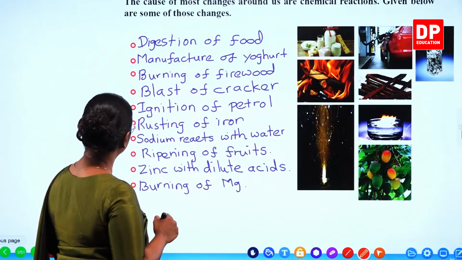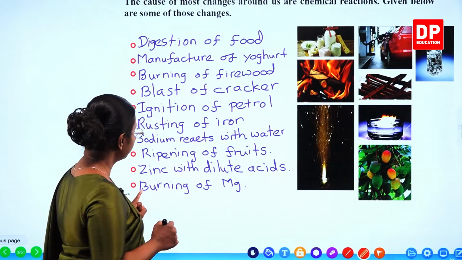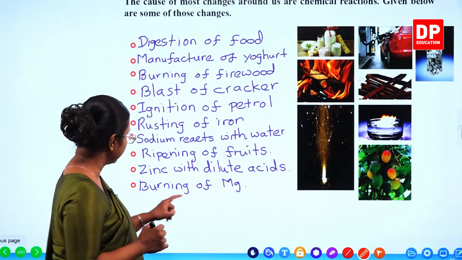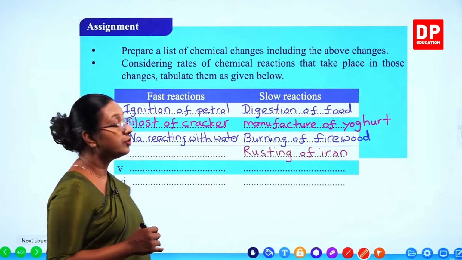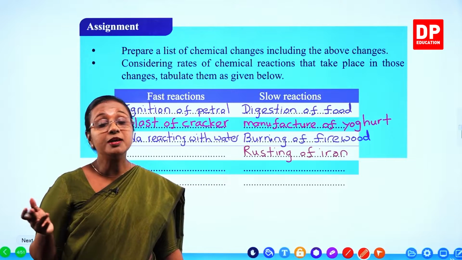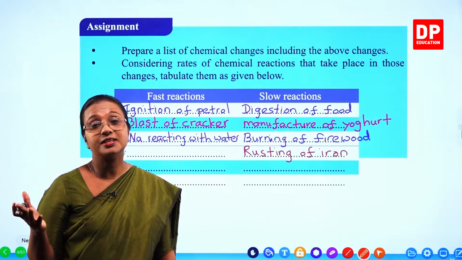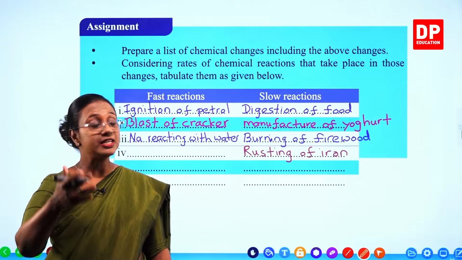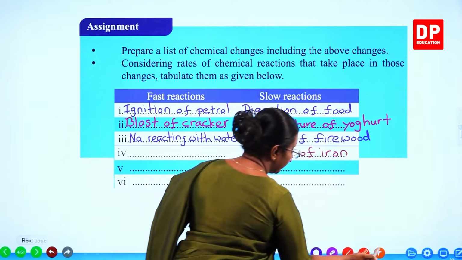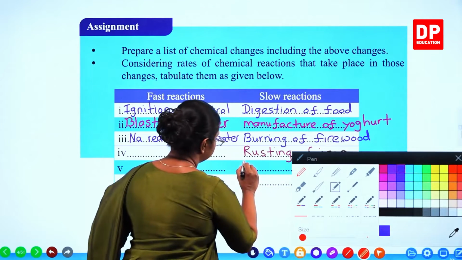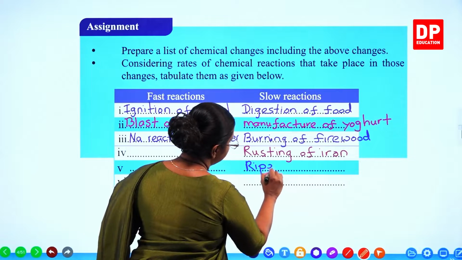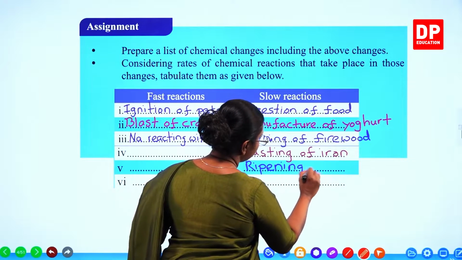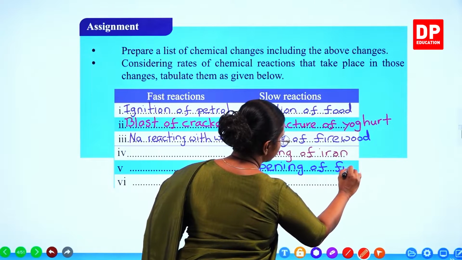Thereafter, what was the reaction? Ripening of fruits, then zinc with dilute acid, burning of magnesium. If you take those reactions, ripening of fruits, obviously it's a slow reaction. Again, days to weeks. So ripening of fruits.